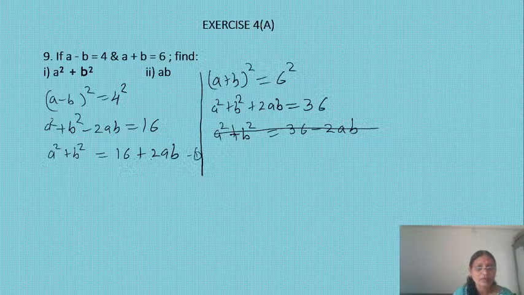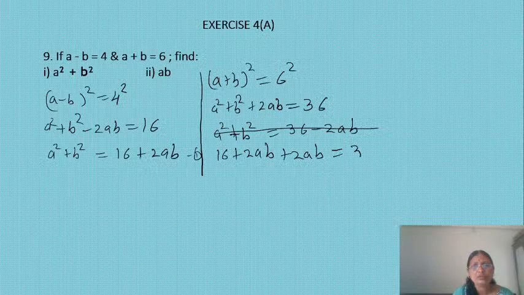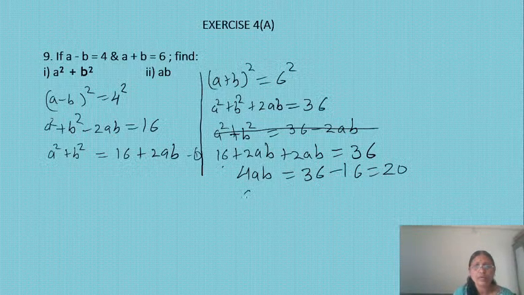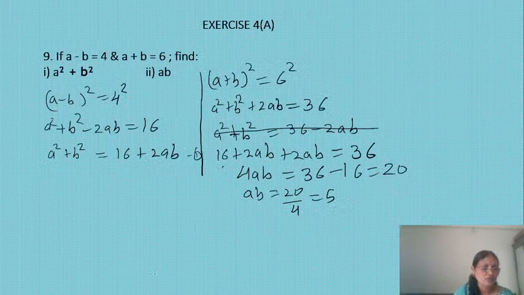This is our equation number 1. We put 16 plus 2ab over here. So 16 plus 2ab plus 2ab is equal to 36. We have substituted the value of a square plus b square over here. 2ab plus 2ab is 4ab. So 4ab is equal to 36 minus 16, which is 20. So ab is equal to 20 upon 4, which is 5. So now we have got the value of ab as 5.